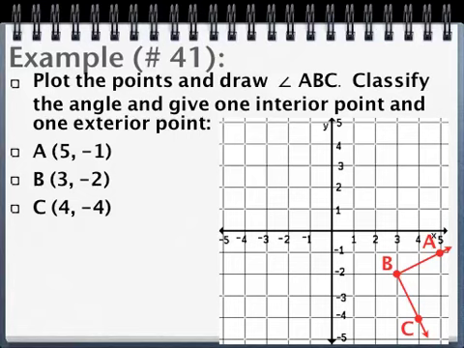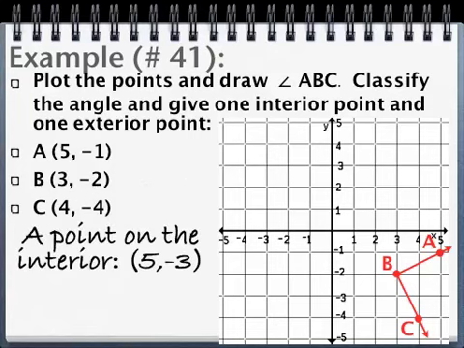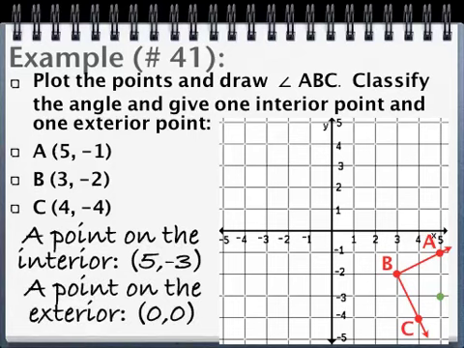Now, there are several different interior and exterior points that you could give me. I'm going to show you 2. If you choose 2 that are different, that's okay. They could still be correct, but make sure that you understand why my points are interior and exterior. The interior point I'm going to choose is (5, -3). Notice this point is on the inside of the 2 rays, or between the 2 rays. The exterior point that I chose is (0, 0). Notice that it is not in between the 2 rays.